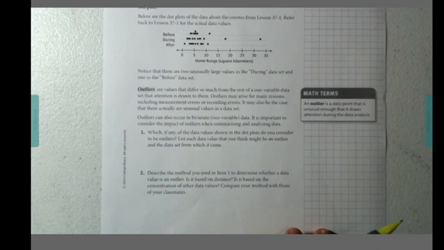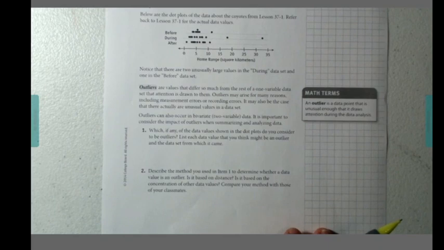Our first section for lesson 37-2 is going to cover questions 1 and 2. I'm going to read through them and then I'm going to have you work through them with your table mates. It says, which, if any, of the data values shown in the dot plots do you consider to be outliers? List each data value that you think might be an outlier in the data set from which it came. Now remember that these data sets came from lesson 37-1. So make sure you go back to the actual data points that we wrote down in 37-1.